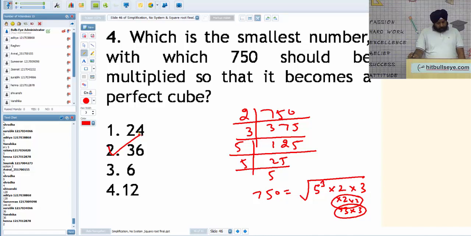So this was about simplification, number system, square roots. These are a few things you are likely to get in a competitive exam.